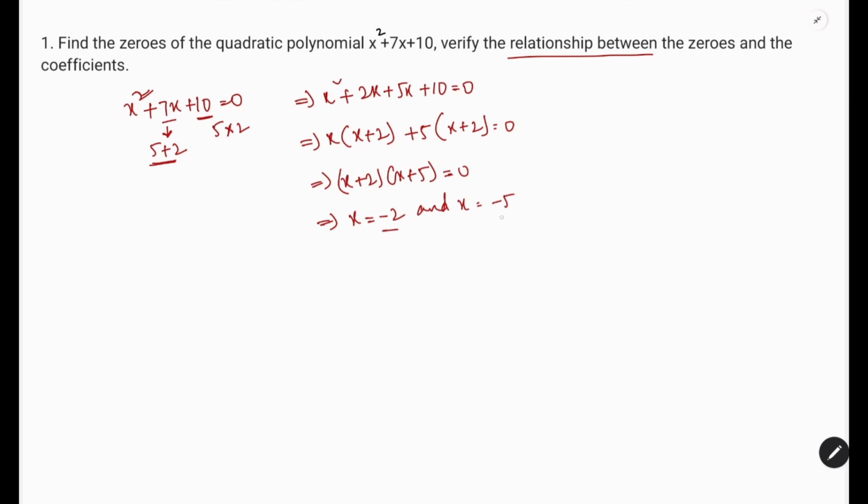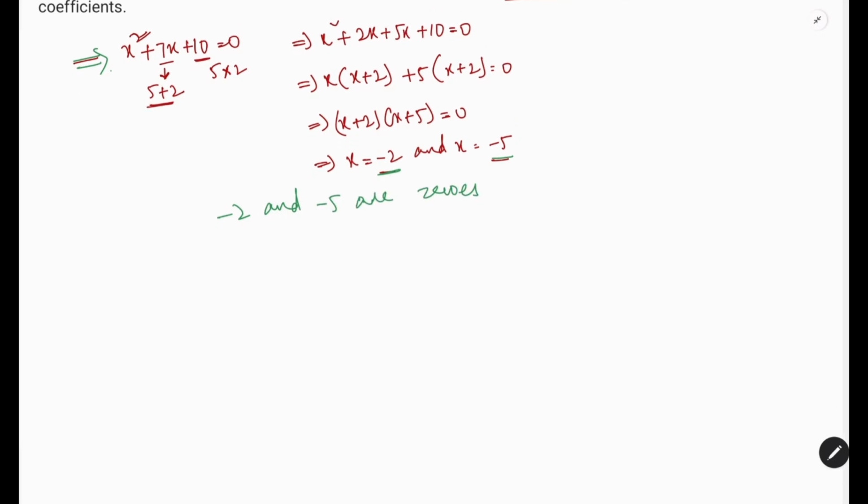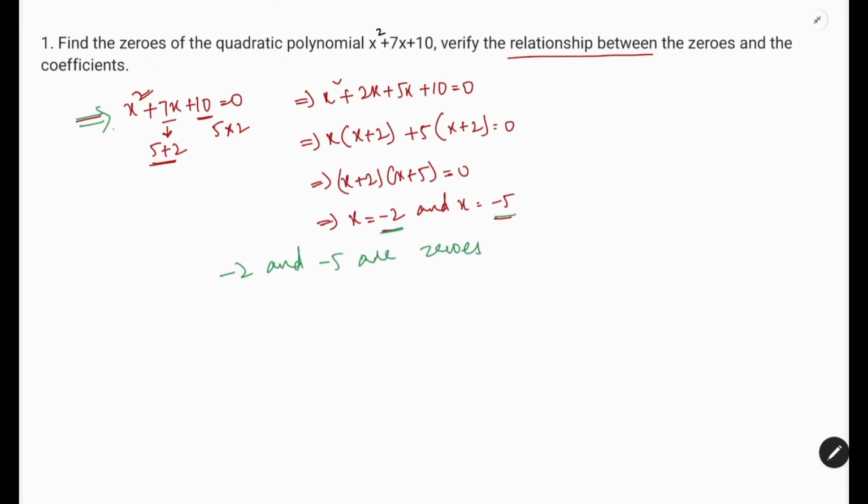See, for these two values of x, the value of this polynomial is 0. So minus 2 and minus 5 are the zeros of this quadratic polynomial. See, here it is asked to verify the relationship between the zeros and the coefficients.